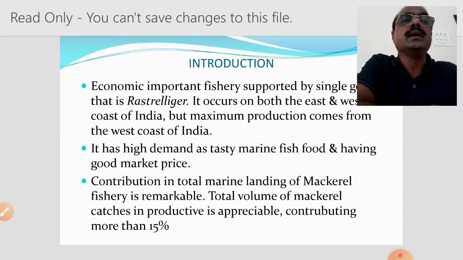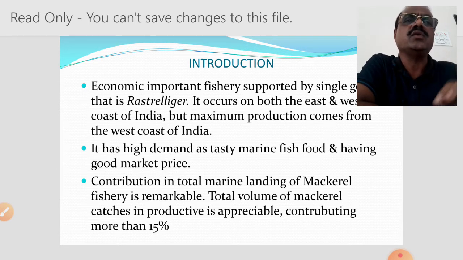Already I have told that Indian mackerel is a very good, economically important fishery. It is represented by a single genus, that is Rastrelliger. It has three species. One is Kanagurta, second is Brachysoma, and third is Faughni. But out of three species, Rastrelliger kanagurta, a single species, contributes much more. That's why this fishery is represented by a single genus, a single species.